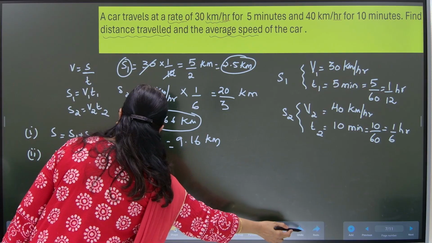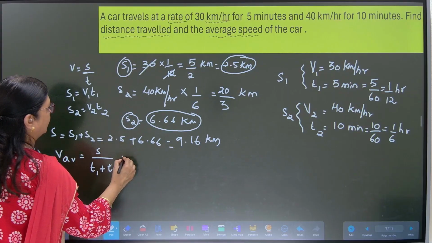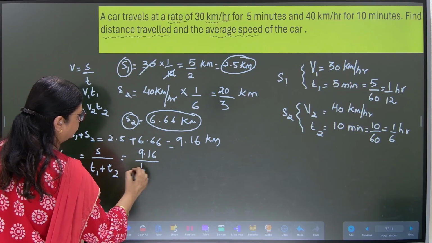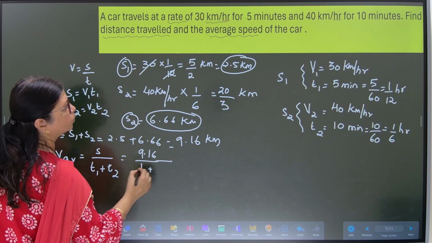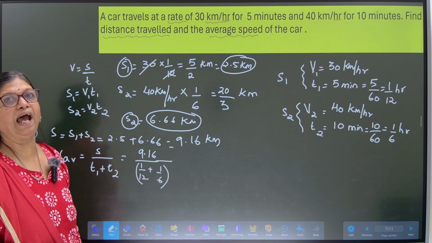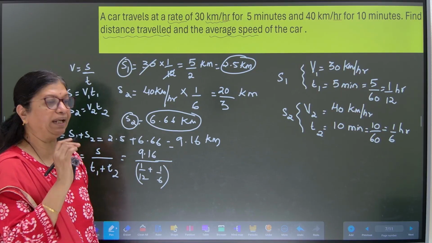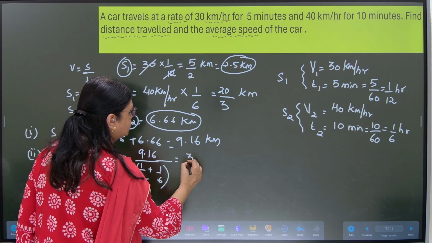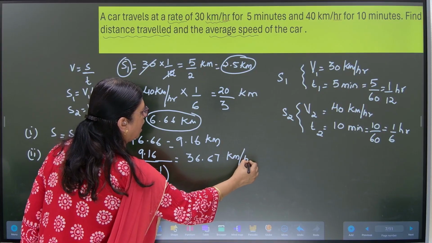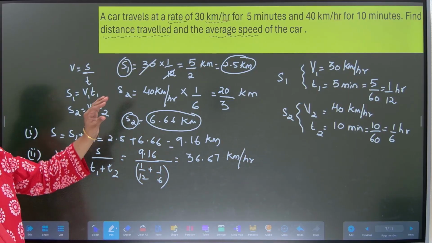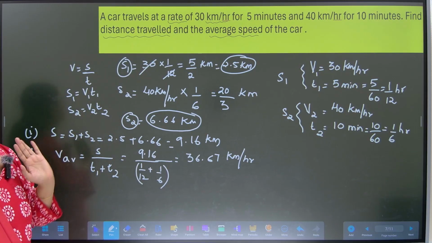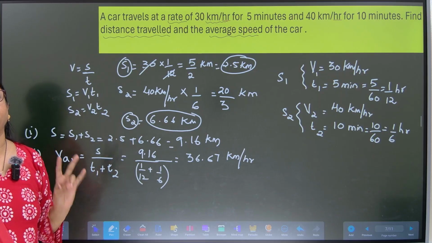So what do I write here? S 9.16 upon what is T1? 1 upon 12 plus what is T2? 1 upon 6. Okay. So doing all the LCM and the calculations, we get the average as 36.67 kilometers per hour. So this is the simple way to calculate average speed and the distance traveled by the body in two different occasions.